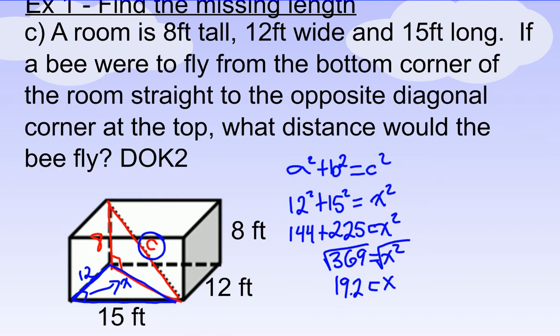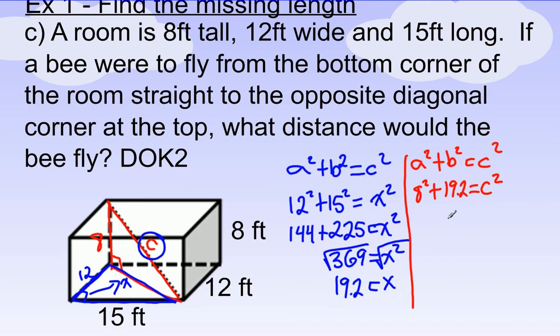And I needed that so that I could do this red triangle. So now I have a squared plus b squared equals c squared. The c here is the hypotenuse of this right triangle. That is the length I'm trying to find. That is the final answer for the problem. A I'm going to make as 8 squared. B is this other side, this 19.2 I found in the first problem. Squared.